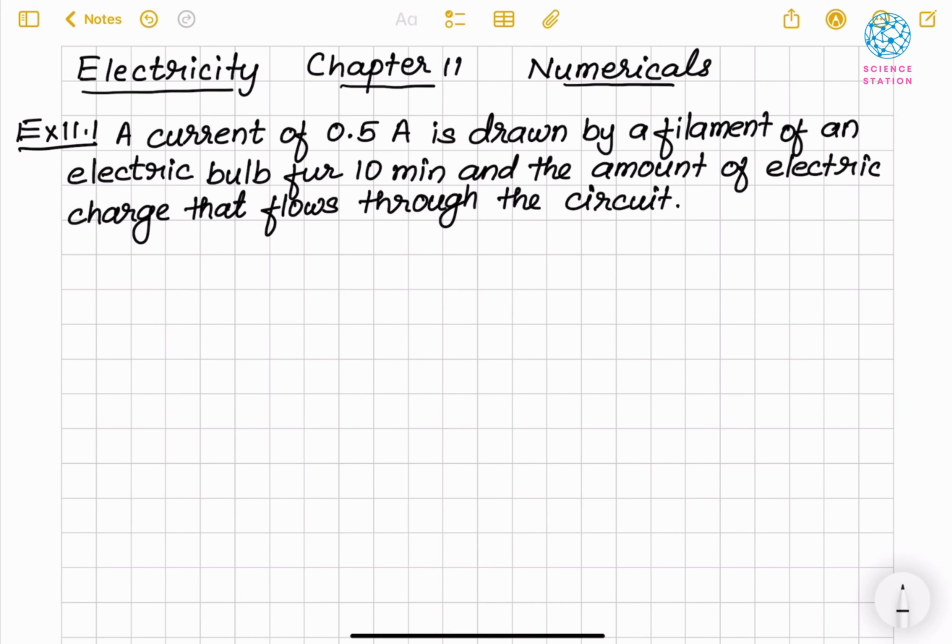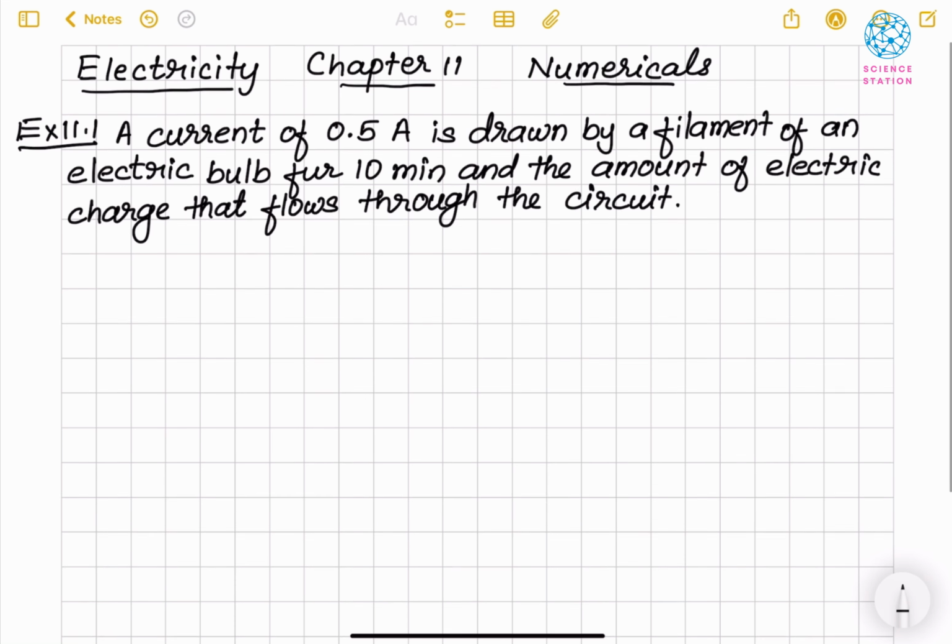Now, starting with the numericals of the electricity chapter, the first numerical, example 11.1, says: a current of 0.5 ampere is drawn by a filament of an electric bulb for 10 minutes. Find the amount of electric charge that flows through the circuit.